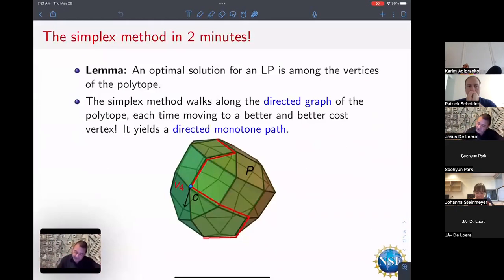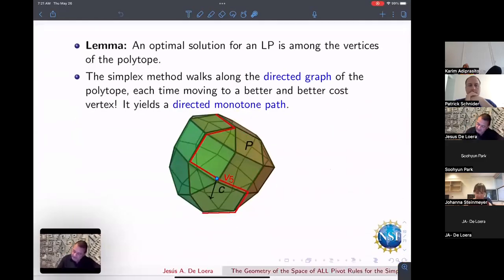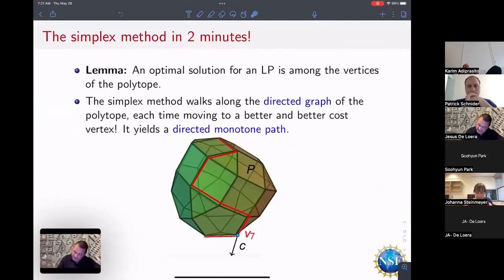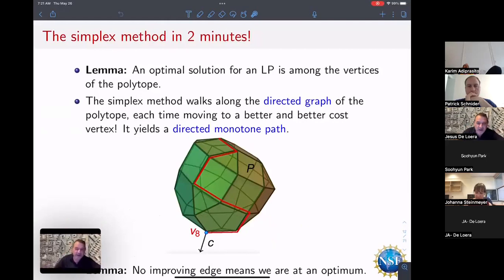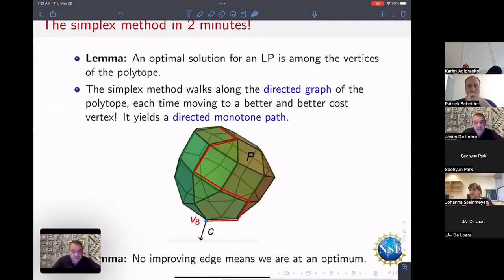Okay, so you keep going with this until you get to the optimal. Now you are in the optimal solution, and when you are in the optimal solution, it means you have no improving edges, so you can stop.